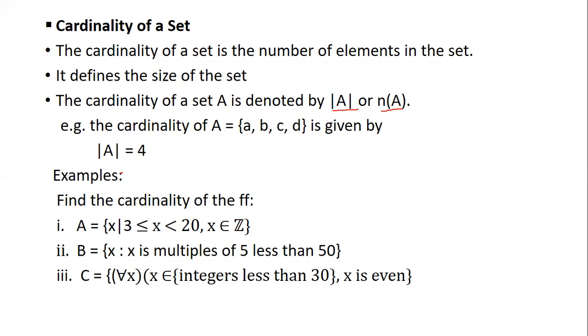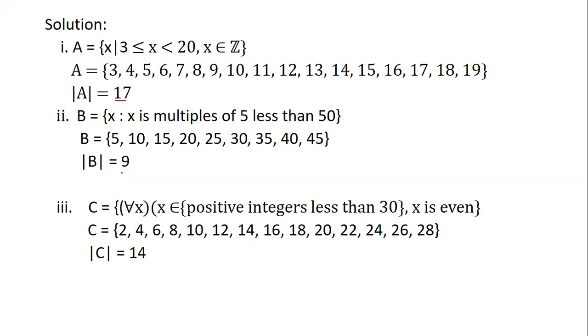Start with 2, 4, 6, 8, 10, up to 28. So we want the even integers which are less than 30. You start from 2, 4, 6, then up to 28. Good. Therefore, you can count them to get the cardinality. When you count, you get 14. Hence, it's 14.